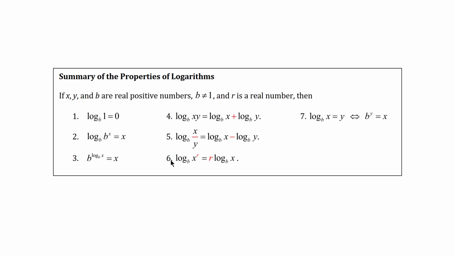For number 6, we have the power property, log base b of x to the r power equals r log base b of x. For number 7, we have the logarithmic definition. We have log base b of x equals y, which is equivalent to b to the y power equals x.